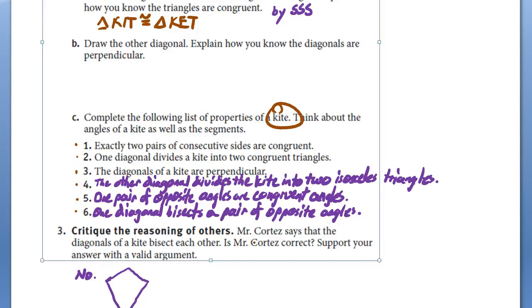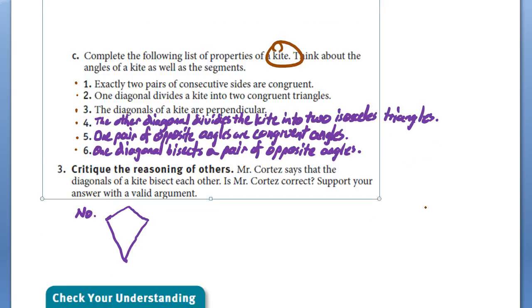Number 3, Mr. Cortez says that the diagonals of a kite bisect each other. Is he correct? The answer is no. Let's make a quick counterexample to show why he's incorrect.